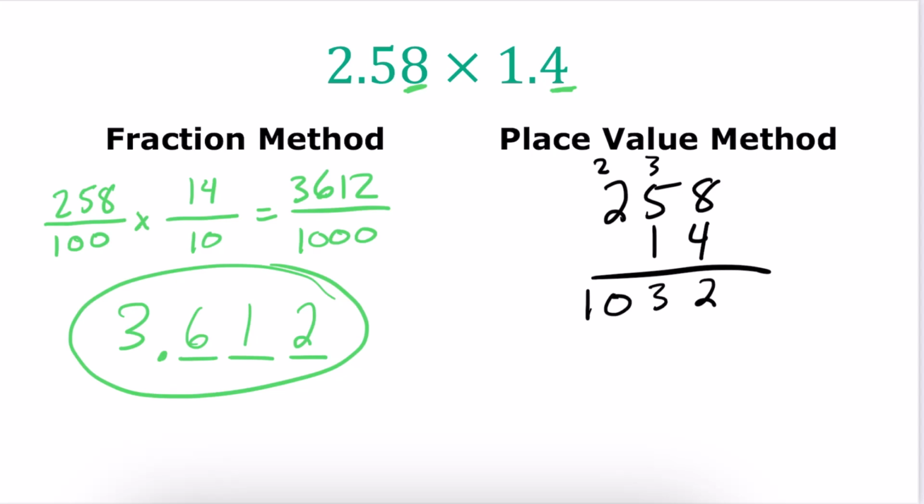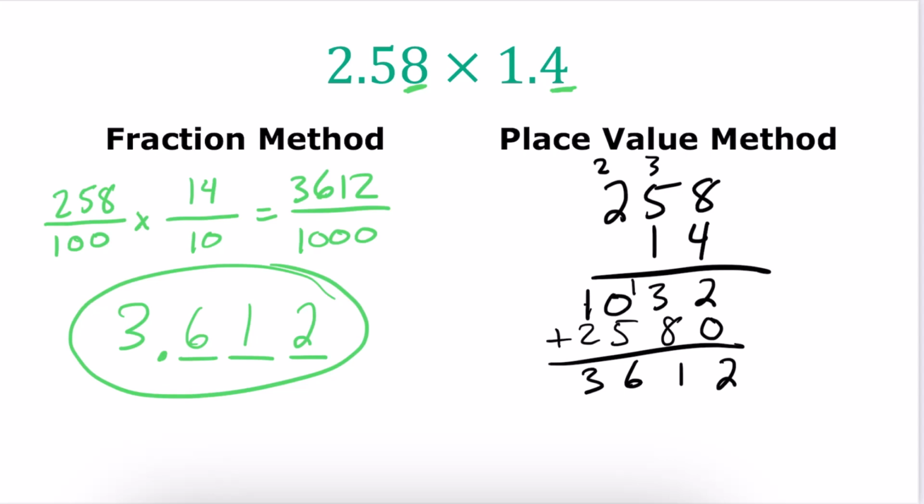Then I need to make 10 copies of 258. So I'll put a 0 in here as a placeholder because 10 copies of 8 will be 80, 10 copies of 50 will be 500, and 10 copies of 200 will be 2,000. When I add my 4 copies to my 10 copies, I get 2 ones, 11 tens, and 10 of those can be converted into 100, then 6 hundreds and 3 thousands. And that is basically what 258 times 14 is.